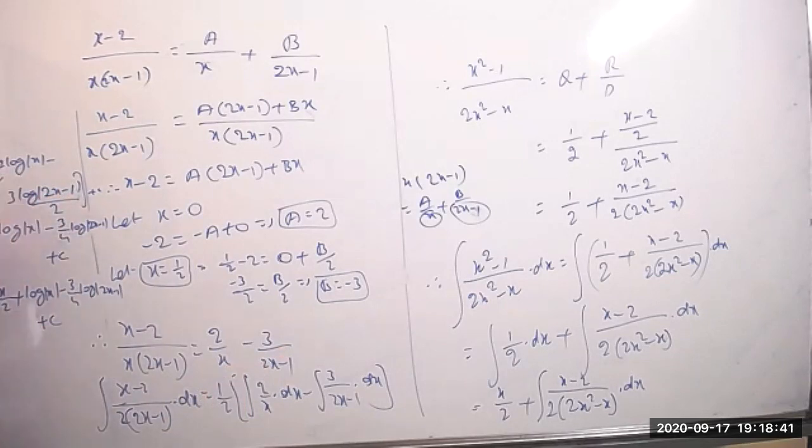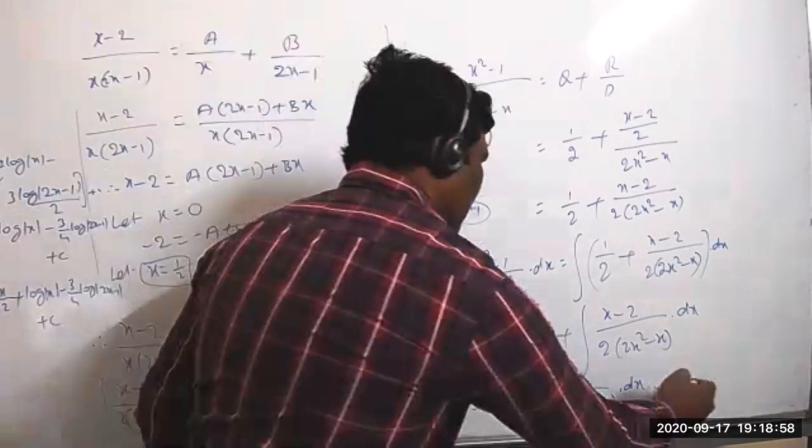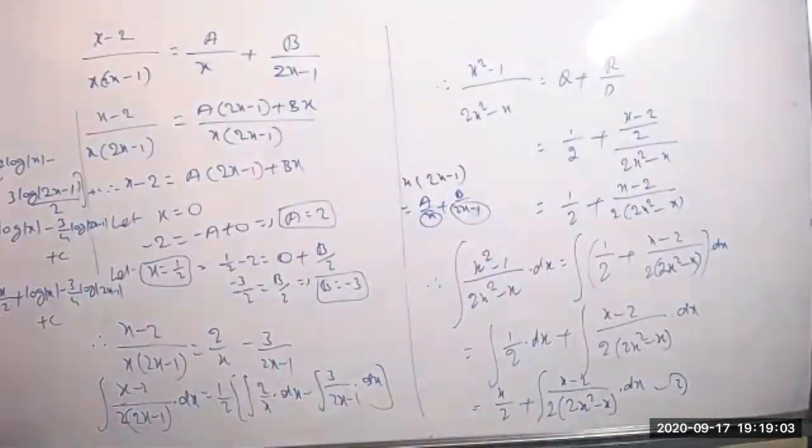Then these 2 terms we multiply by 1 by 2. So 1 by 2 into 2 means 2 will be cancelled. Log modulus of x minus 3 by 2 into 1 by 2 equals 3 by 4 log modulus of 2x minus 1 plus c. This is the second term. The second term also you can substitute in this. If you want, you can take the second equation. Not an issue.